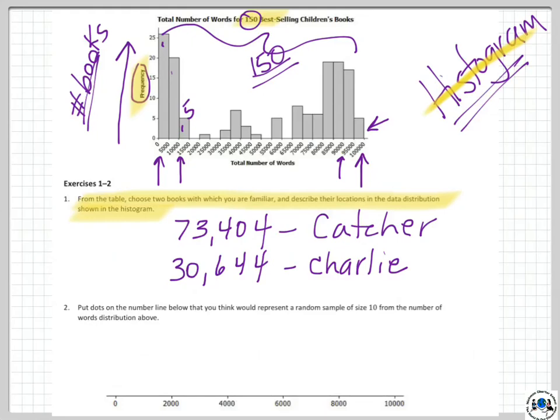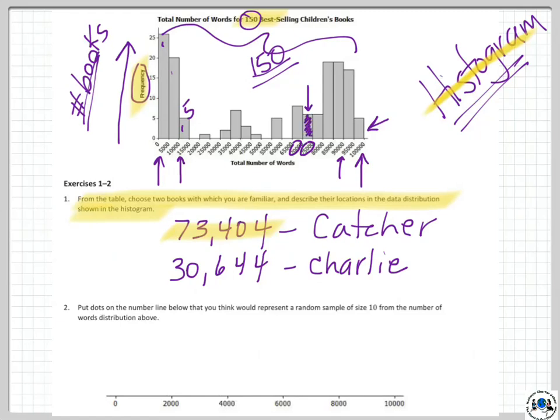So let's go ahead and look at where they would have a place on that histogram. Okay, so Catcher in the Rye here at 73,404 words. That one is going to end up in, and maybe you can figure this out as well, this bar right there because it is in that range. It goes from 70,001 through 75,000, okay? So it's more than this bar, and it's less than this bar, so it's going to go into this bar right here, okay? So that's where Catcher in the Rye would fit.